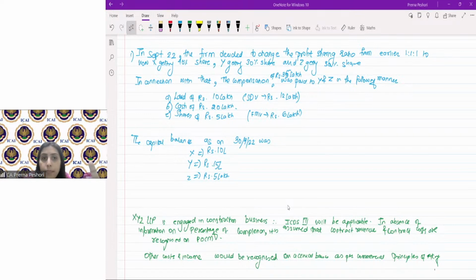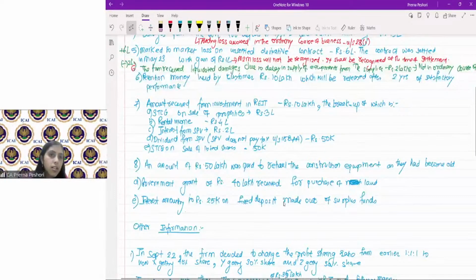Are we getting that? Yes or no? So retention money will be recognized only when there is a reasonable certainty of its ultimate collection. So this we will not recognize at the moment.